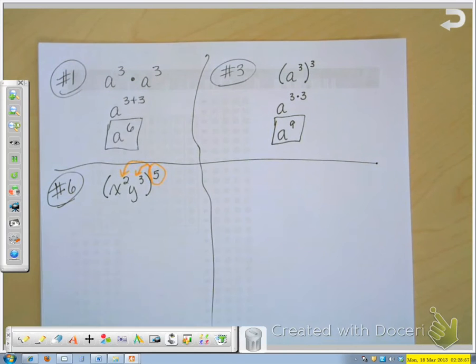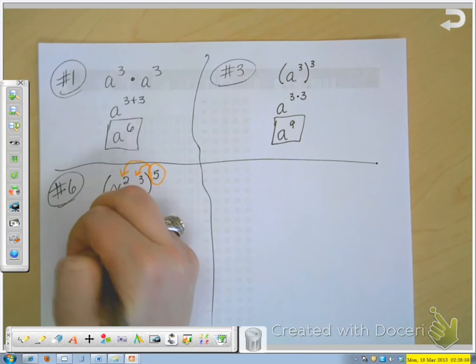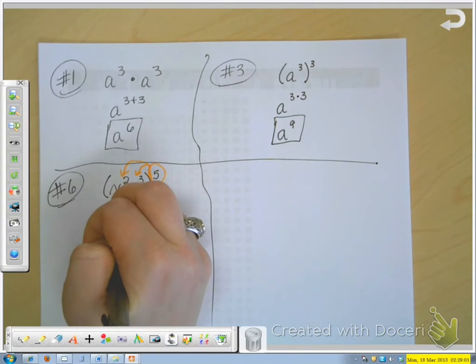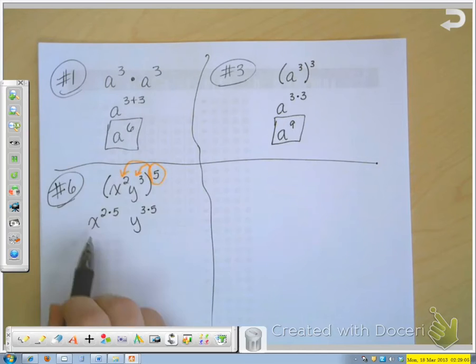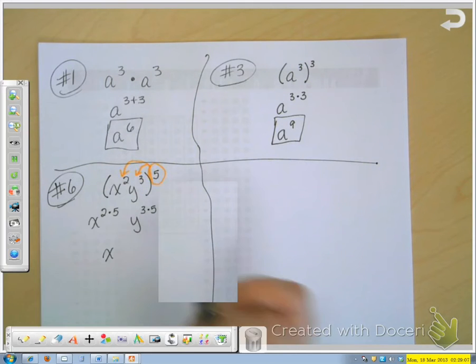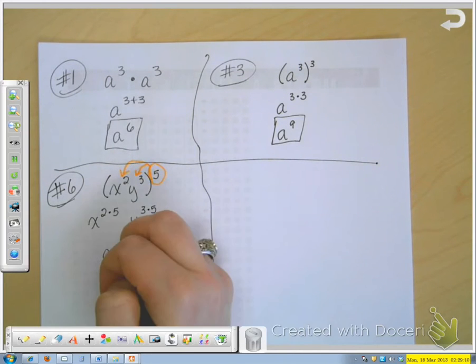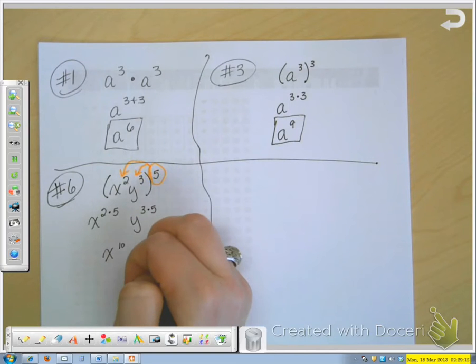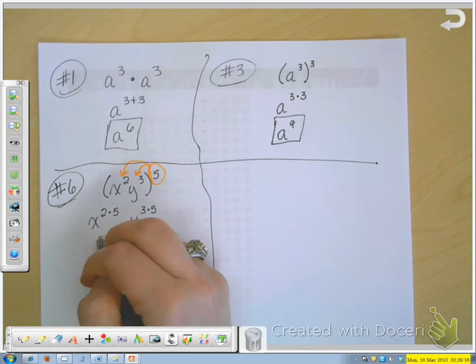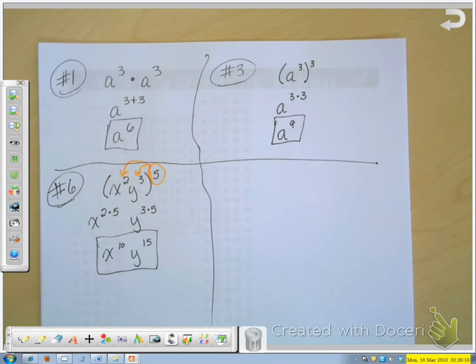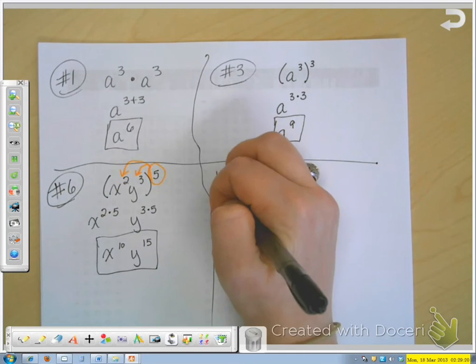When we distribute it, we have to do what? Correct, multiply. We are going to multiply that wonderful exponent out there. So now our x is going to have an exponent of 10, and the y has an exponent of 15. So that becomes my new answer. X to the 10th, y to the 15th.